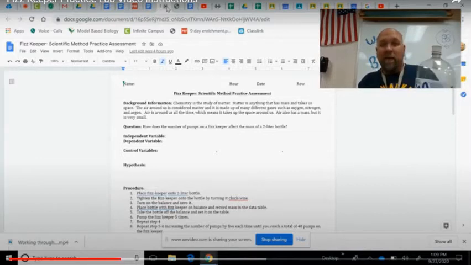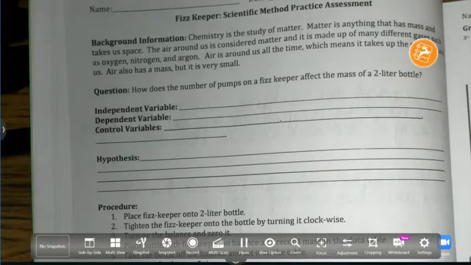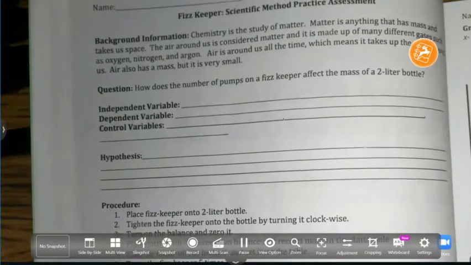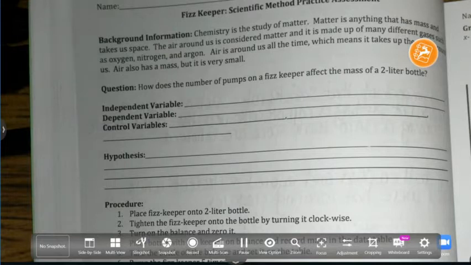Page 56. I'm going to freeze it, and I'm going to do it also, but you should be doing these. So I'll freeze mine blank. I'll write it with you. But you guys should know how to figure out your independent, dependent, and control variables, and your hypothesis.